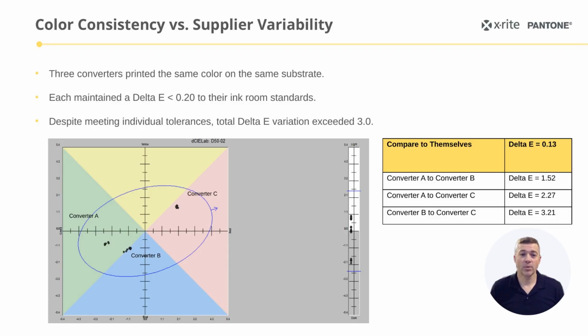However, when we compared the results across all three suppliers, we saw differences of up to over 3 delta E. This level of variation was not acceptable. So how do we control this? Let's dive into the solution.